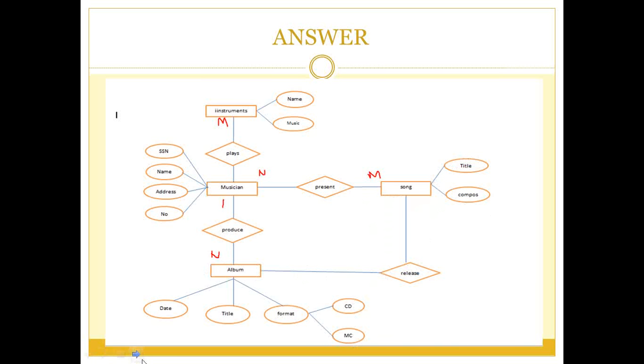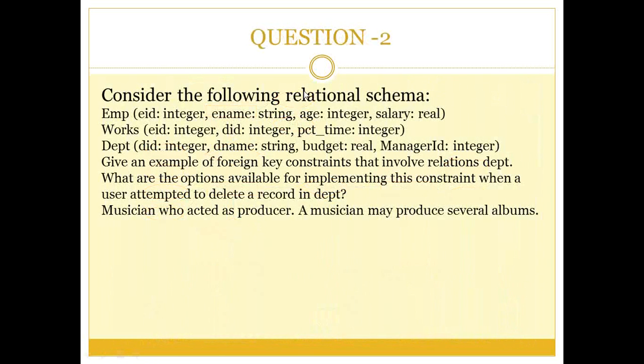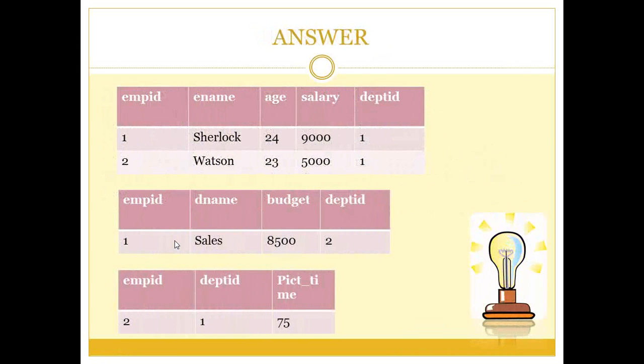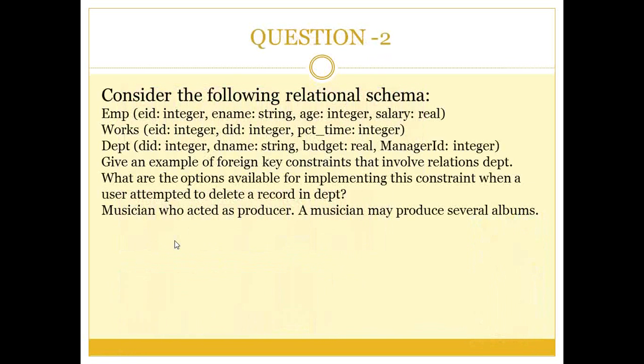Next. Question 2. Consider the following relational schema. We have the schema. Give an example of a foreign key constraint that involves the relation department. What are the options available for implementing this constraint when a user attempts to delete a record in department?